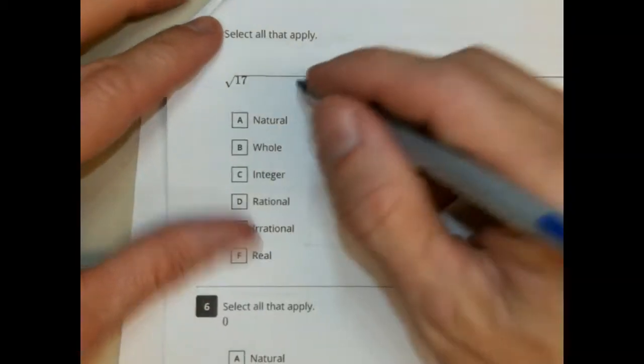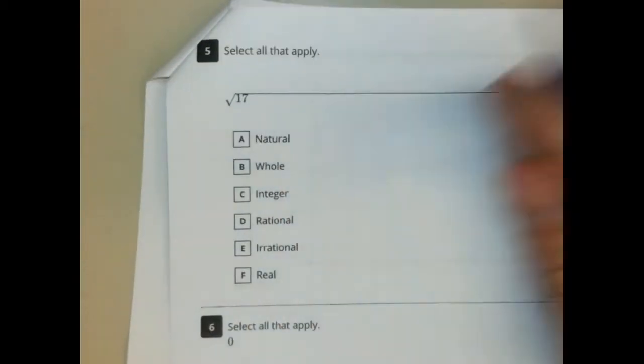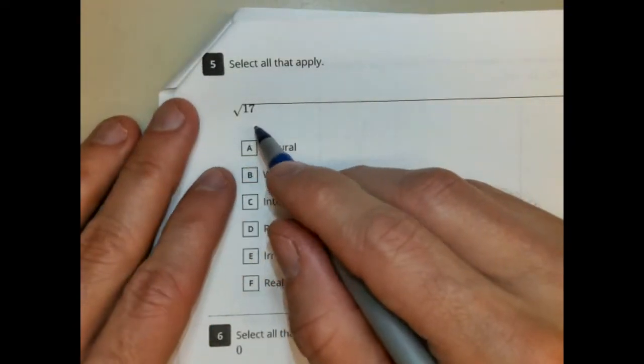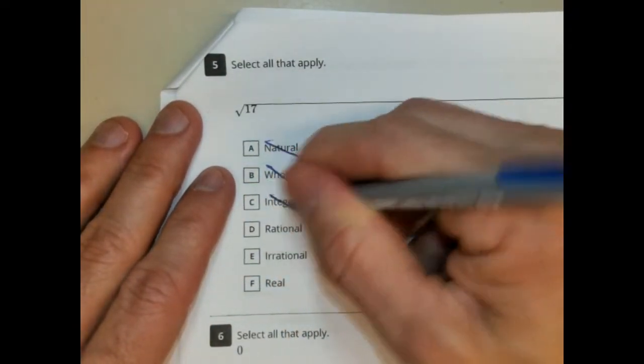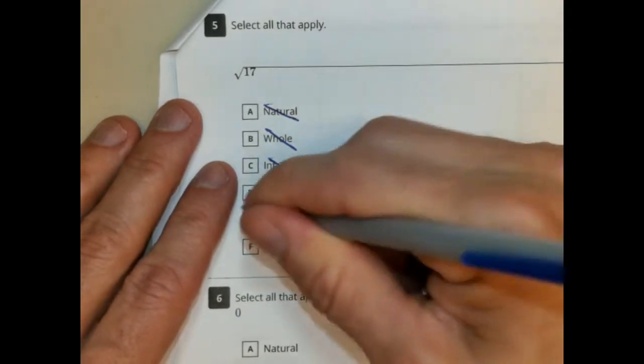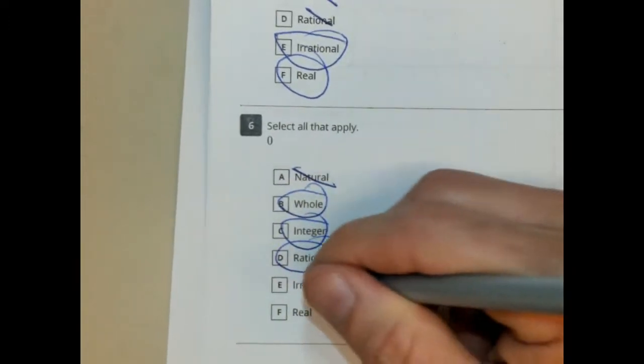Square root of 17, well, that cannot be written as a fraction, so that's going to be an irrational number. So it's not natural, it's not whole, it's not integer, it's not rational, it is irrational, and it is real. 0, it's not natural, it is whole, it is an integer, it is rational, it's not irrational, it's real. Okay.